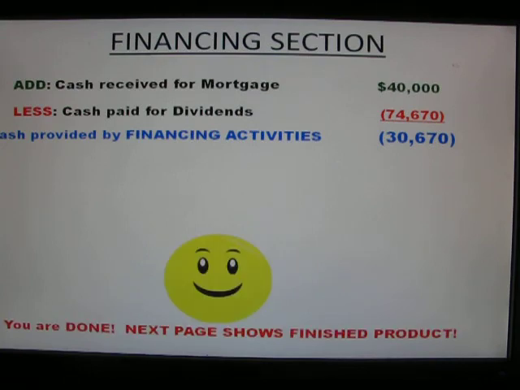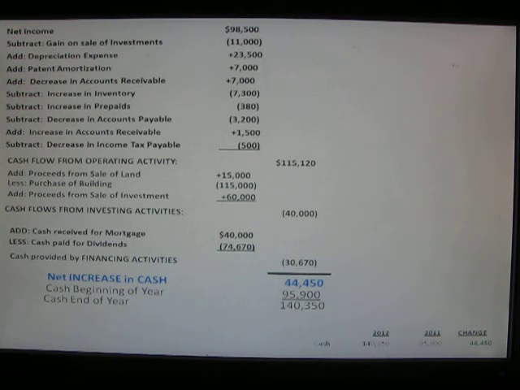You're done. You've done all three sections. This is what the finished product looks like. Your operating section was first with $115,120, and then you had cash flows from investing and financing. When you add your three subtotals, your operating activity of $115,120, your investing, you subtract $40,000, your financing, you subtract $36,770, you get that cash increased $44,450. That's your check figure down there. That's what cash increased by from 2011 to 2012.